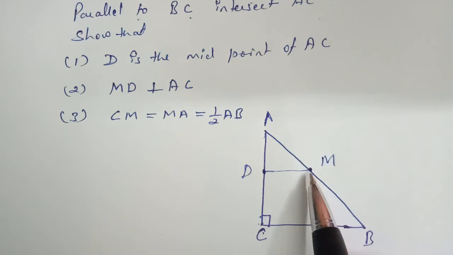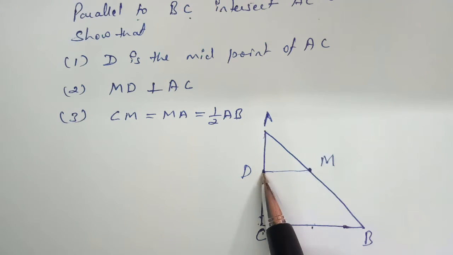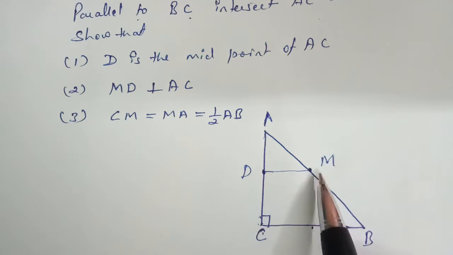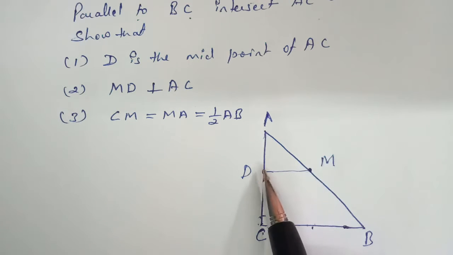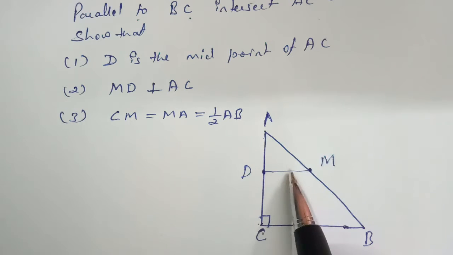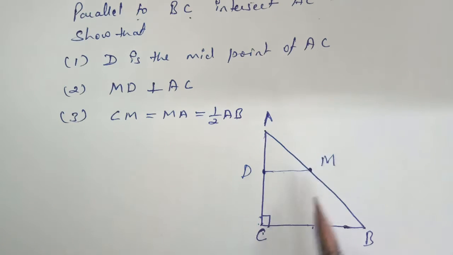the statement is: if a line is drawn from the midpoint of one side of a triangle and parallel to another side, it bisects the third side. So this is the statement of the converse of midpoint theorem. On the basis of this we will get D is the midpoint of AC. So we just have to write the statement for getting the first proof. Number second, we have to prove MD perpendicular to AC.